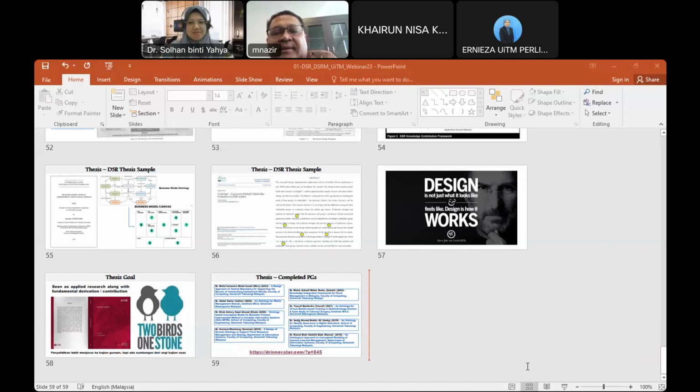Sekejap Dr. Nazir. Saya rasa Dr. Nur Zalina ni dia ada soalan yang lebih kot. Boleh unmute ke ni Dr. Sohan? Okey, Assalamualaikum. Boleh dengar suara saya ke? Boleh, Doktor. Silakan. Saya Zalina dari UiTM Rao.